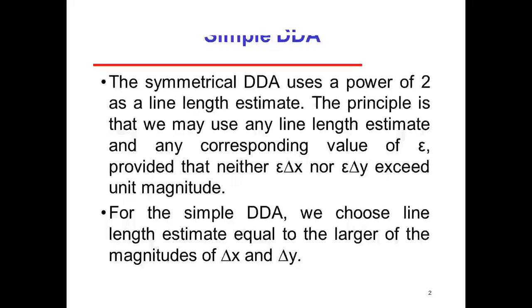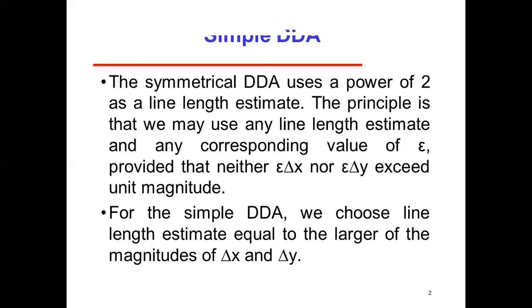It uses a power of 2 for the calculation of the line length estimate. So in case of the simple DDA, we choose a line length estimate equal to the larger of the magnitudes of delta x and delta y. So the principle of the symmetrical DDA and simple DDA is a little bit different.